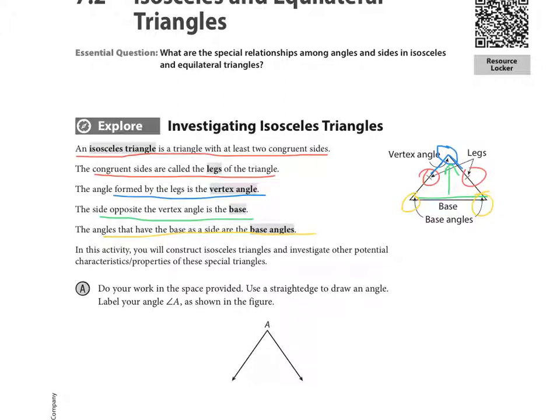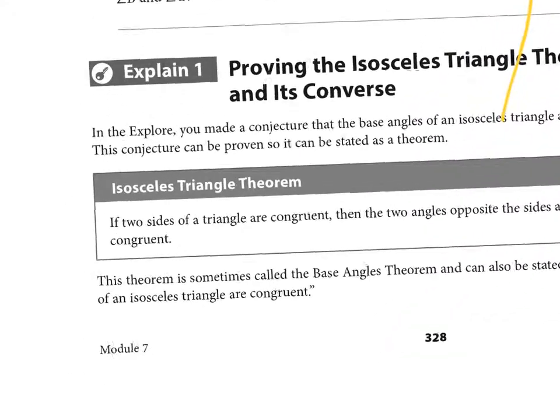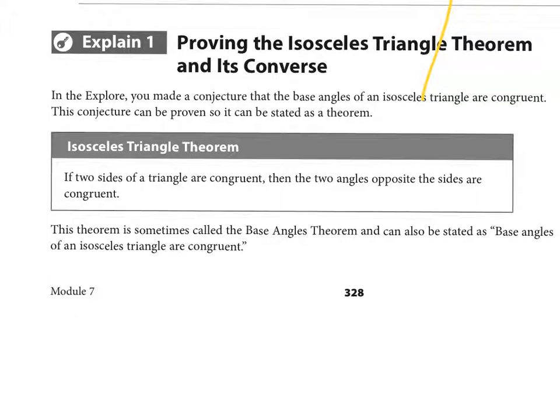And now if you turn the page and you look down at the bottom of 328, it says if two sides of a triangle are congruent, then the angles opposite the sides are also congruent. So if you have your isosceles triangle here, and these sides are congruent, this is saying that these two angles are also congruent. The two angles opposite the sides. So this is opposite this side, right? And this one is opposite the other side.